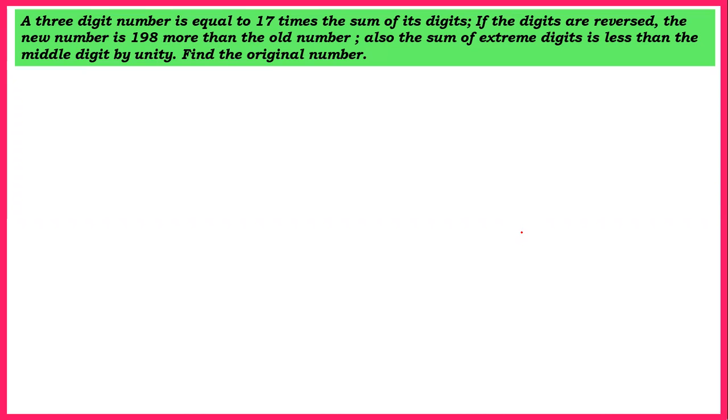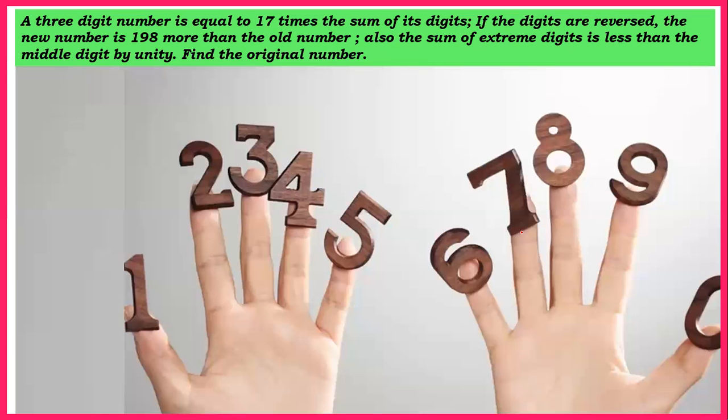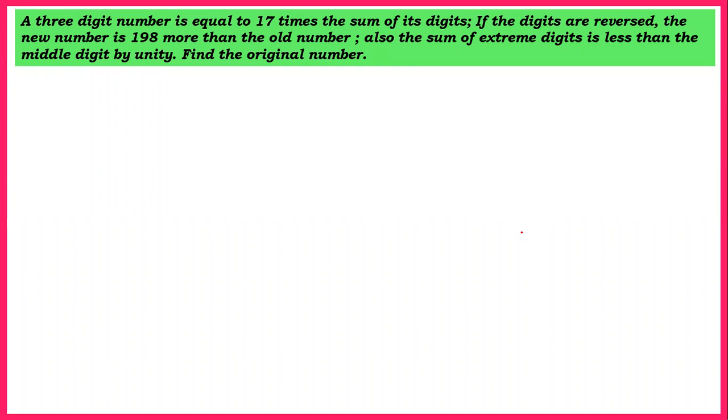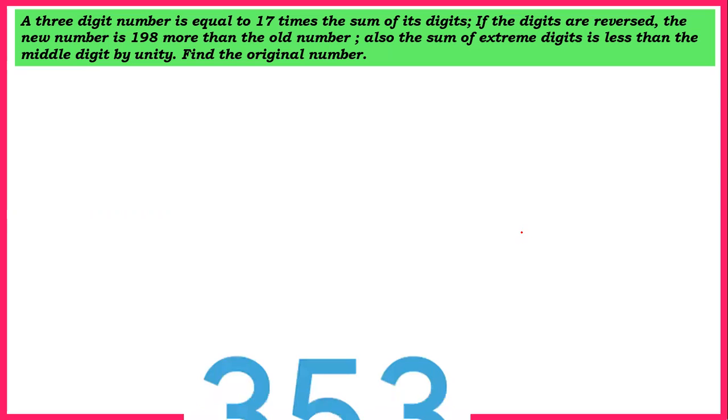Now, when I talk about a 3-digit number, it talks about digits, right? In mathematics, there are 10 digits: 0, 1, 2, 3, 4, 5, 6, 7, 8, 9. So understand, using these 10 digits, we form infinite numbers. Now let us take an example of a 3-digit number, since this sum is based on a 3-digit number.